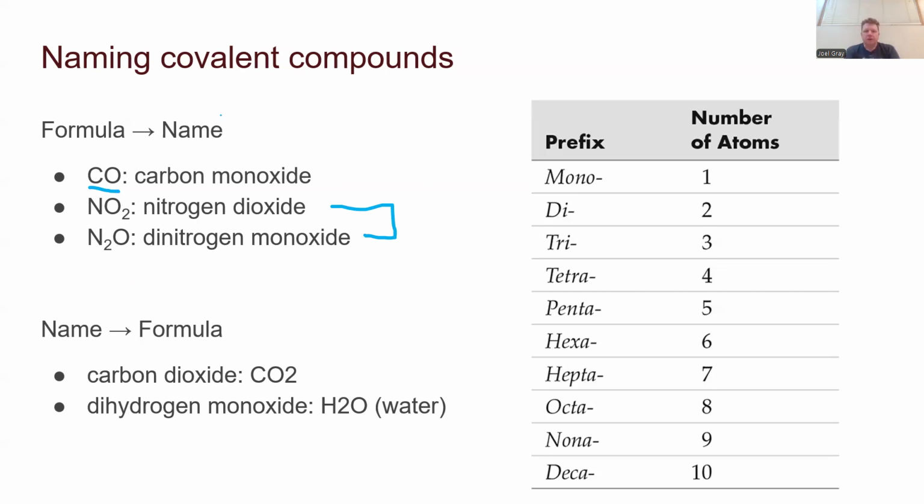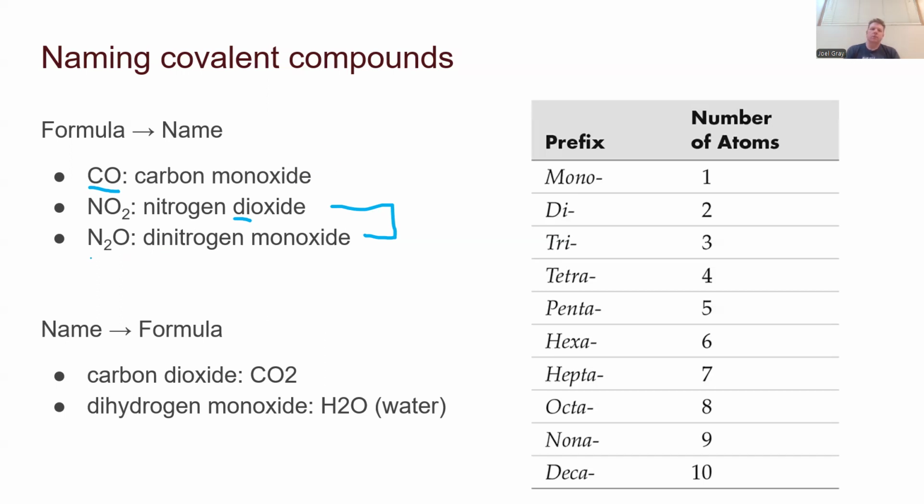We use the prefix to indicate the number, provided that it is not one. Okay, so here our rule, we could look at this and say, all right, well, as long as we have just one nitrogen, we don't need to say mononitrogen. Okay, that passes that marking.